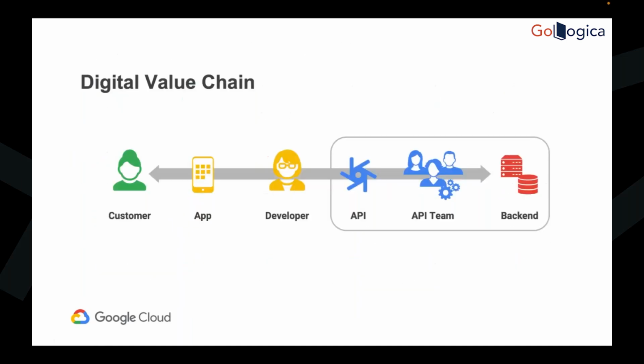You said the business logic would be at the back end, and the API team will decide what to expose, like the functional requirements, and Apigee will handle the non-functional requirements like security, all these things, correct? Yes. Okay, got it. Thanks.